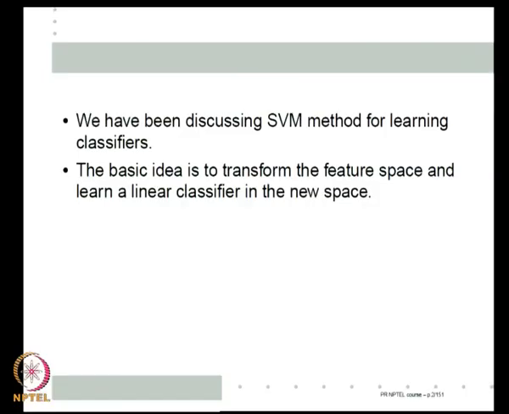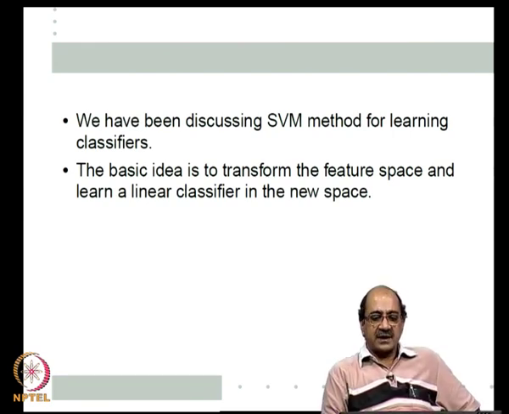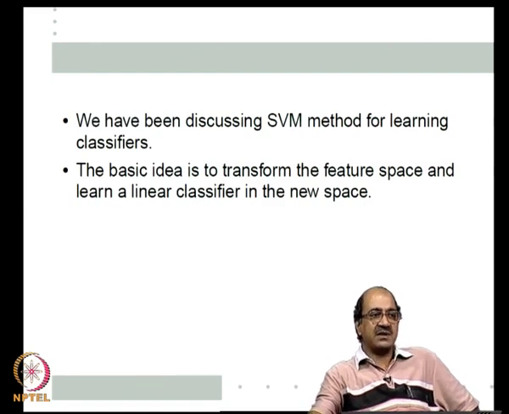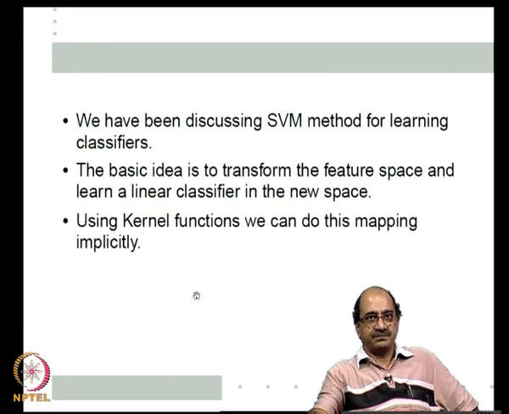The basic idea of the SVM method is that we transform the feature space, that is we map the feature vectors into some other space and then learn a linear classifier in the new space. So, the basic idea is that a linear classifier in this new space would be a nonlinear classifier in the old space. So, we can actually learn a nonlinear classifier using techniques of learning a linear classifier.